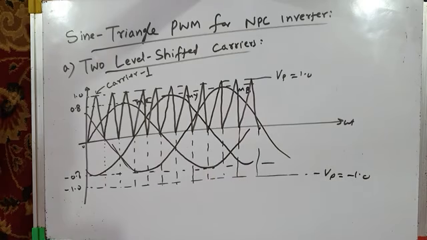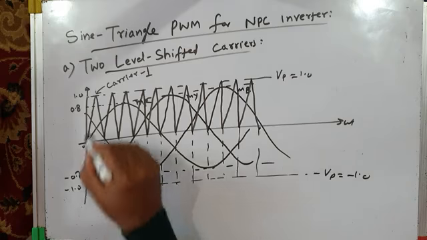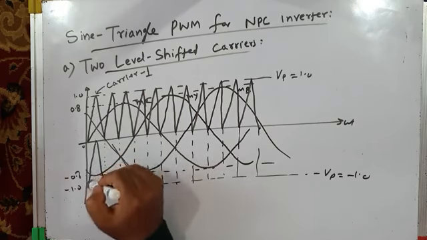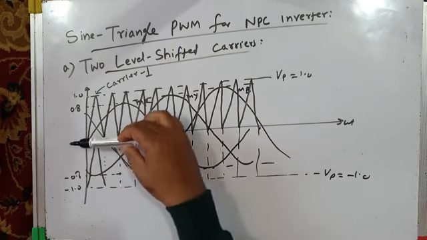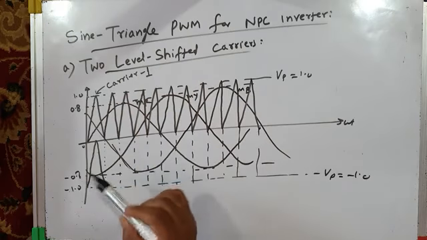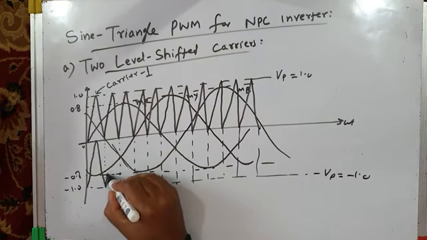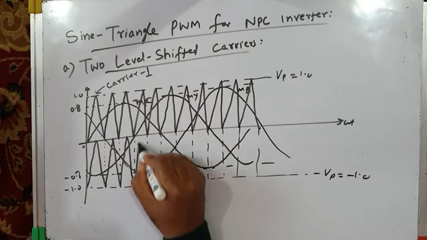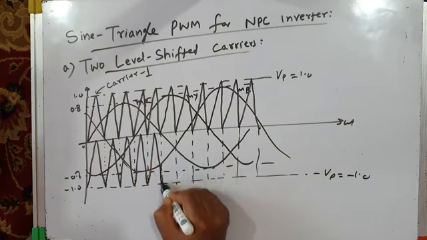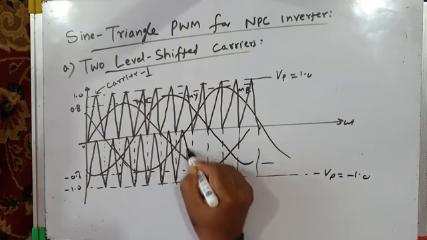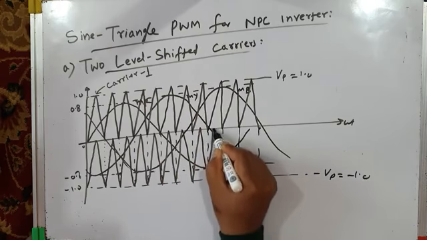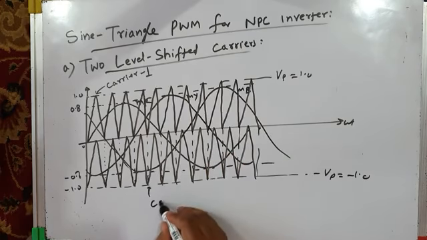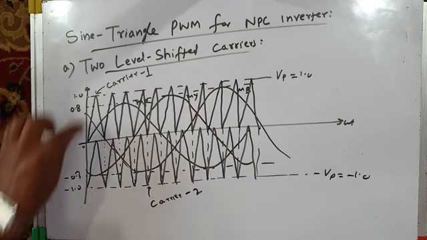So my other carrier wave will start from here. It will be in phase with this carrier wave but level shifted. See, you can see it's exactly in phase with this, but it is level shifted. This has a level of +1, this has a level of -1. That's why these carriers are called level shifted carriers. They are in phase but level shifted. So you can continue like this. So this is carrier 2. That's carrier 1, this is carrier 2.